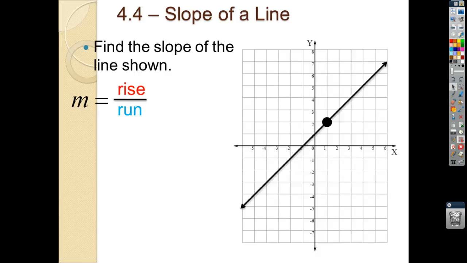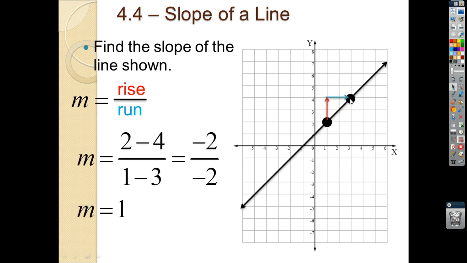There's a couple different ways you could do this. You could just plot a point. You could say, here's a point that looks like it intersects at 1, 2, and find another point which looks like 3, 4, and you could just count from here to here. It goes up 2 compared to 2 to the right. As the input increases by 2, the output increases by 2. And that's really what this is saying.